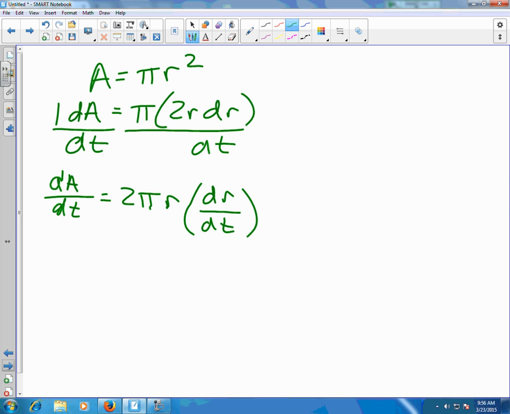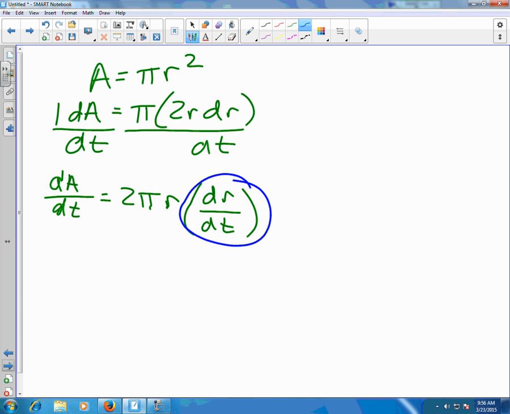What we're looking for, how fast is the radius changing? We know how fast the area is changing. So what we need to do is solve for dr over dt. We want this part by itself. So you can solve it now and then plug in the numbers, or you can plug in the numbers and then solve it, whatever you're most comfortable with.